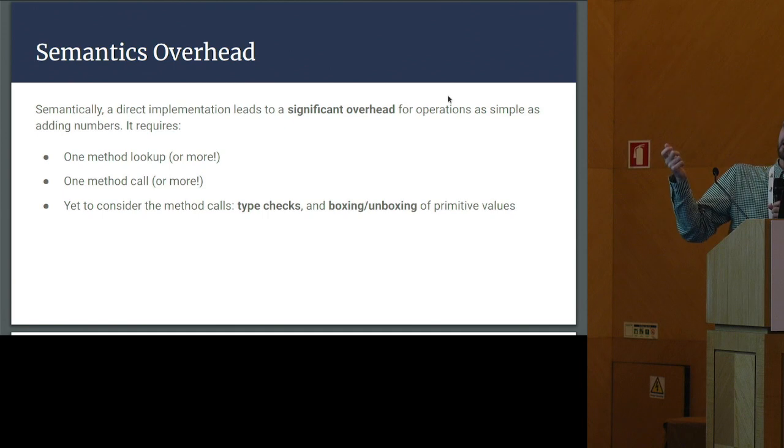And semantically, if you have a direct implementation of this semantic we just described, there is a significant overhead, because we've seen just for addition of 1 and 2, we have one method lookup, we have one method call, and we did not talk about what happened inside the method call, where the type checks and boxing and unboxing lie. So it's quite a significant overhead for adding 2 small integers.